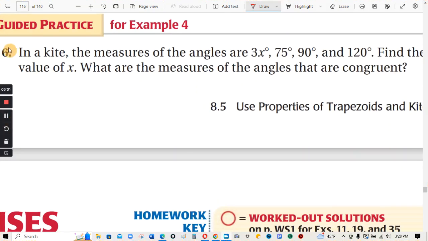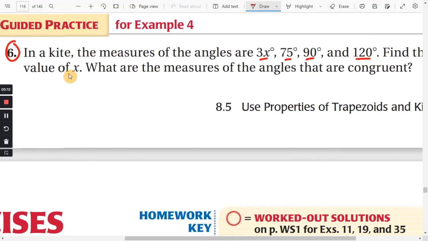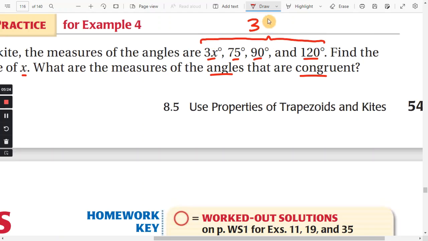Okay, please try number 6. It says, in a kite, the measures of the angles are 3x, 75, 90, and 120. Find the value of x, and what are the measures of the angles that are congruent? Okay, so once again, you want to add the 4 angles and set them equal to 360. And then solve for x, plug it in, and then see what that will equal.